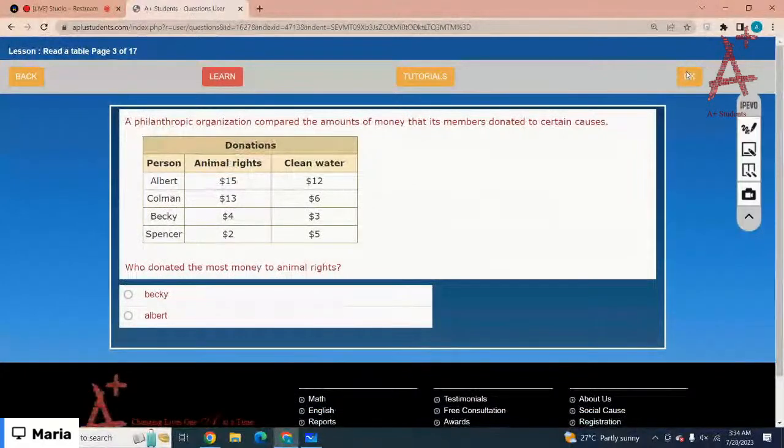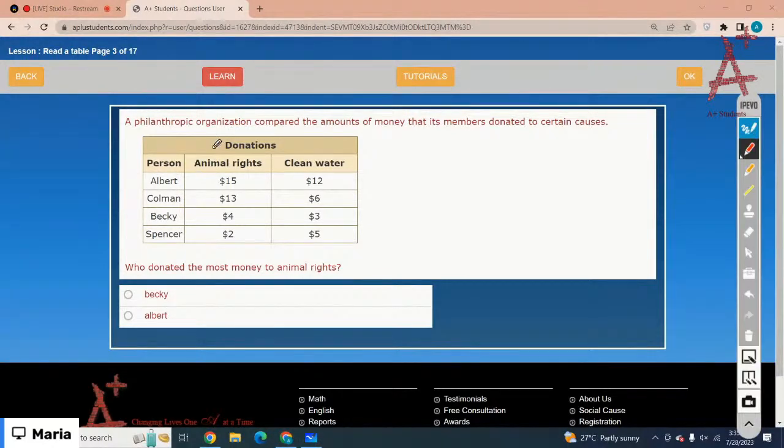Okay, a philanthropic organization compared the amounts of money that its members donated to certain causes. Who donated the most money to animal rights? So you have to look who donated the most money to animal rights. Here is the animal rights column. You just have to see which is the greatest value. The greatest value here is 15. That is for Alberta. That means Alberta donated the most money to animal rights. The correct option is Alberta.